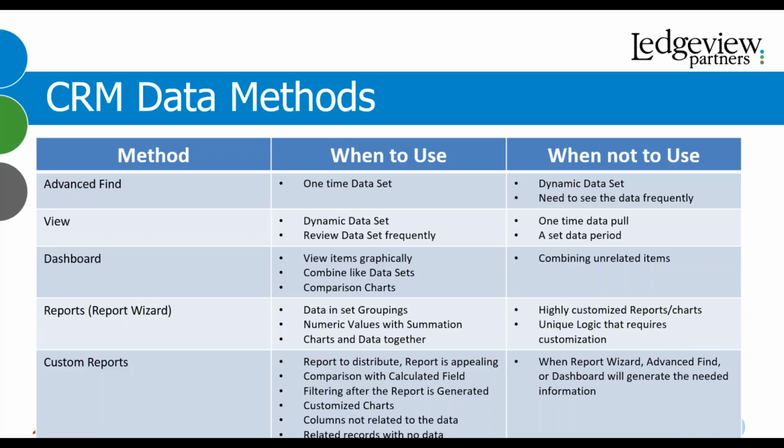A view, however, is a saved advanced find, and it's something that you're going to review frequently. You're going to come back to it because the data is ever-changing, because it's a dynamic data set. So an example would be Christina's closed opportunities over the last 6 months. So every time you go back to that view, it's going to look back 6 months and show you the information for those closed opportunities that you've selected through your columns.